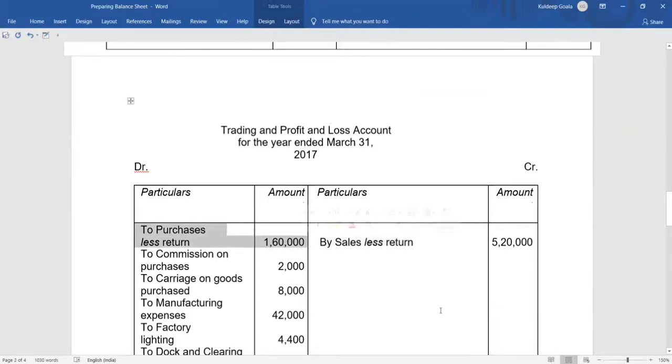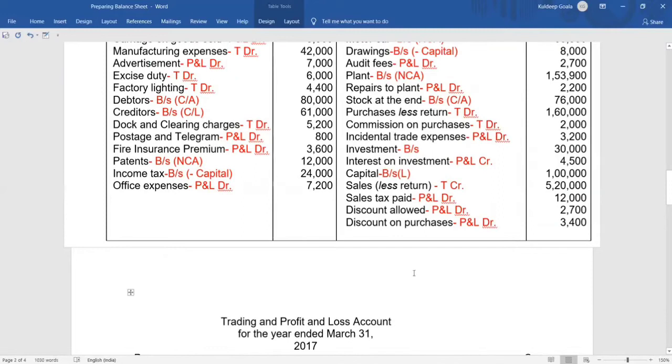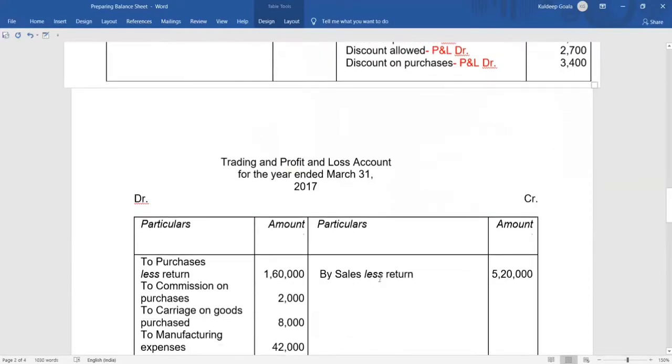Clear? After the purchases, next will be the item sales. Here it is, sales less return 5,20,000. It will come in the trading account credit side. So go to the trading account credit side and write down by sales less return 5,20,000. Okay, so that is done.